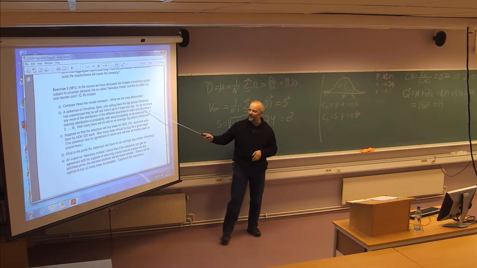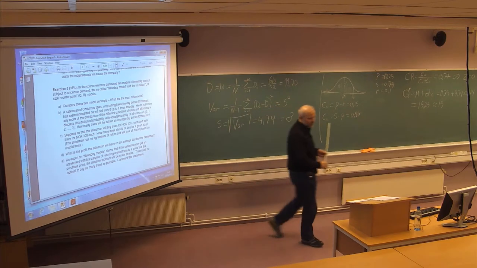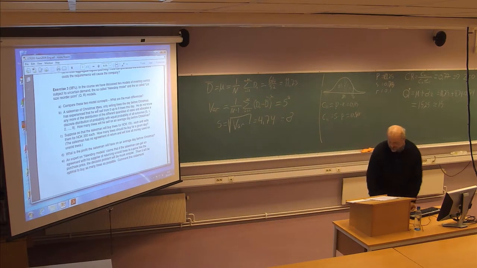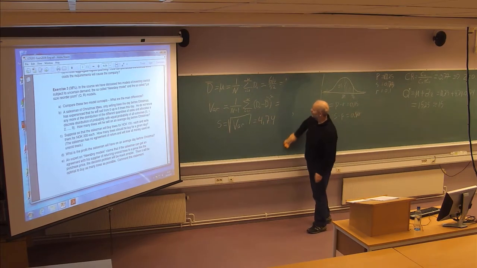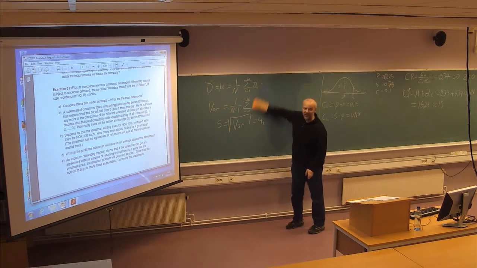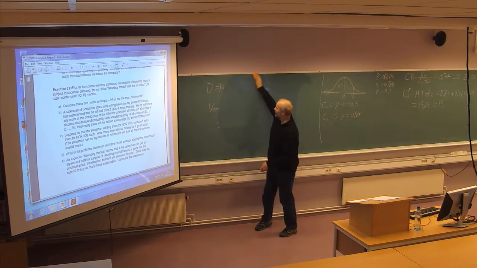So the question here is how many trees will he sell on an average day before Christmas? That's the first question. And then on an average day, we should find the value of each possible outcome and multiply by the probability of that outcome.